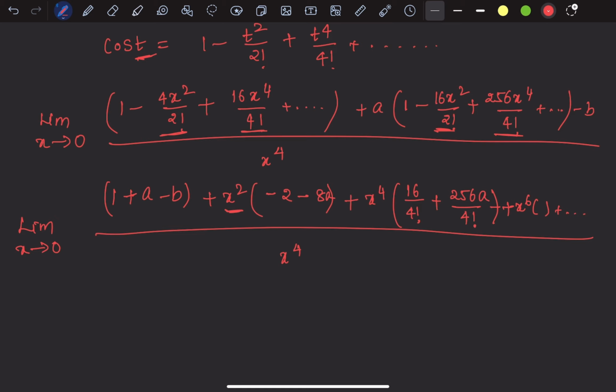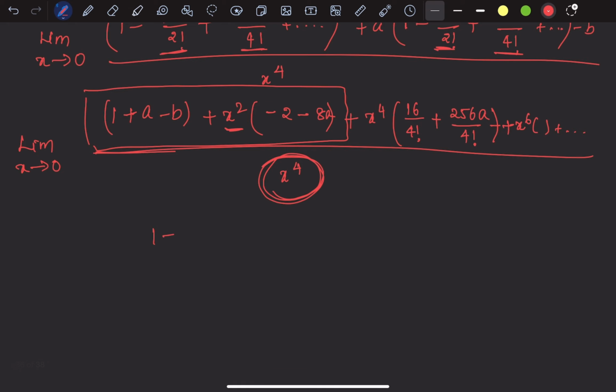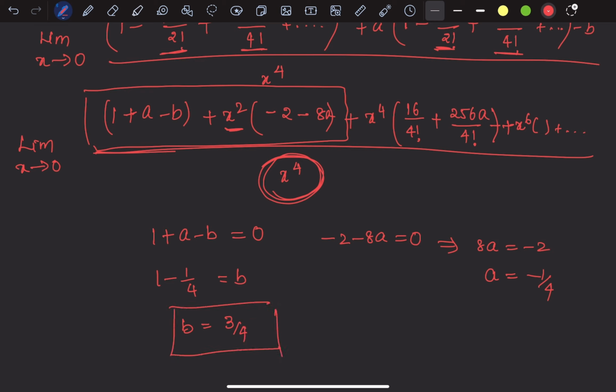So for this limit to exist, all the terms whose degree is less than 4, since the denominator has the degree 4, all the terms which have the degree less than 4 must be equal to 0. So 1 plus a minus b is equal to 0, and minus 2 minus 8a is equal to 0. So this gives us 8a is equal to minus 2, a is equal to minus 1 by 4. And when you put a is equal to minus 1 by 4 here, you will get b is equal to 3 by 4. These are the values of a and b.